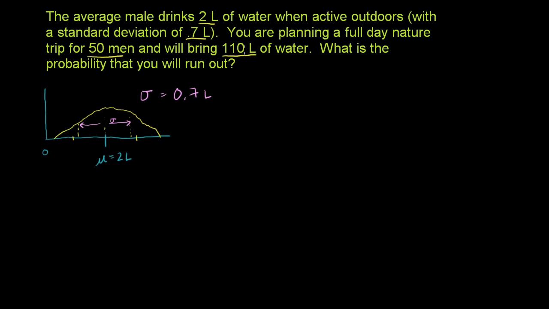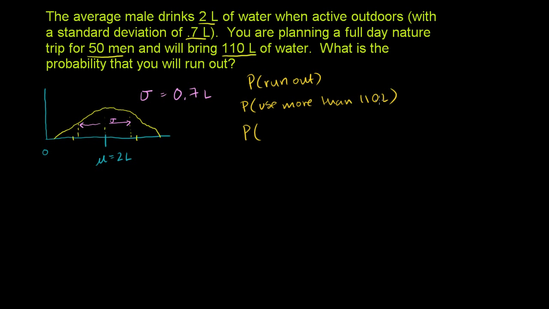Now, what's interesting about this problem, we are planning a full day nature trip for 50 men and will bring 110 liters of water. What is the probability that you will run out? The probability that you will run out is the same thing as the probability that we use more than 110 liters on our outdoor nature day, whatever we're doing.